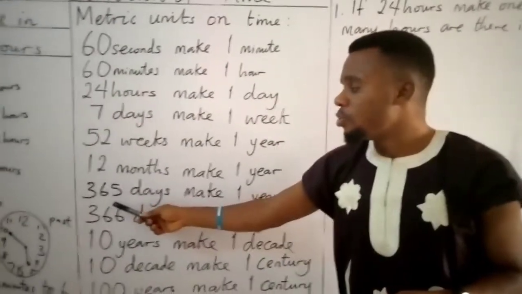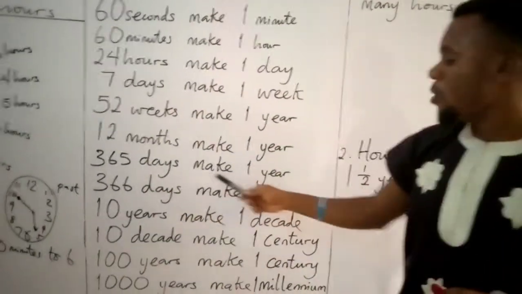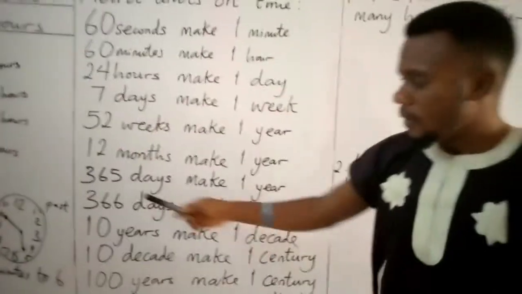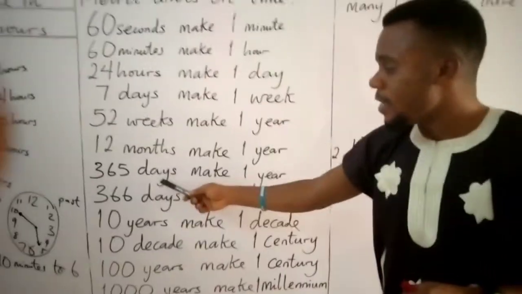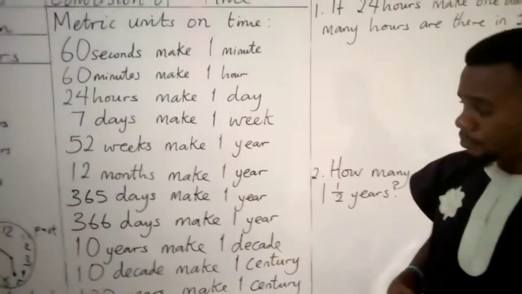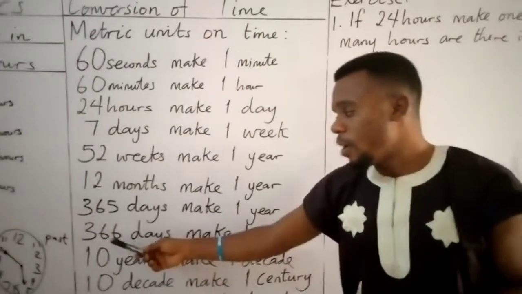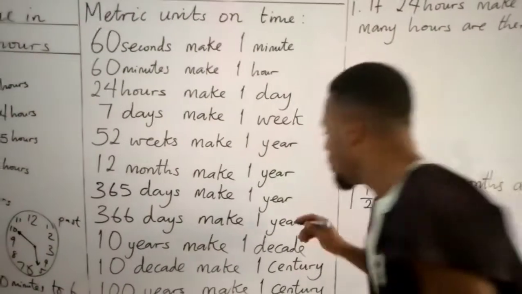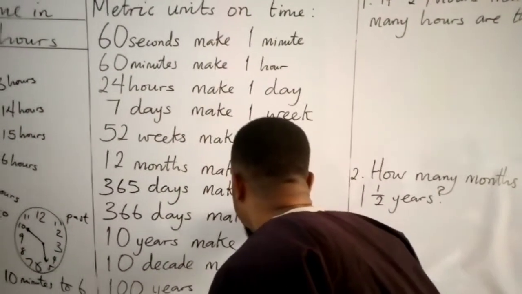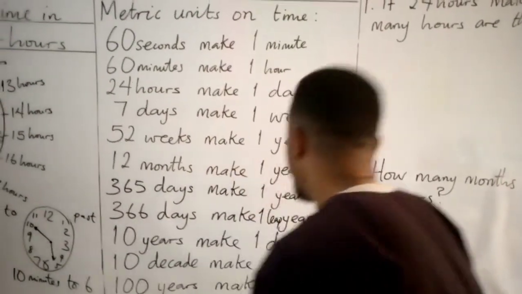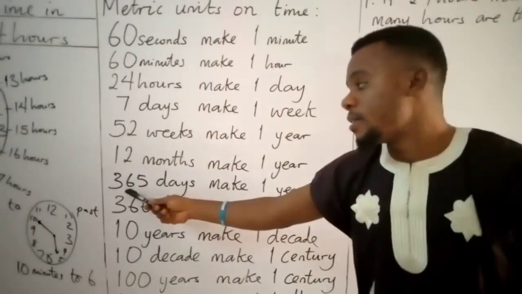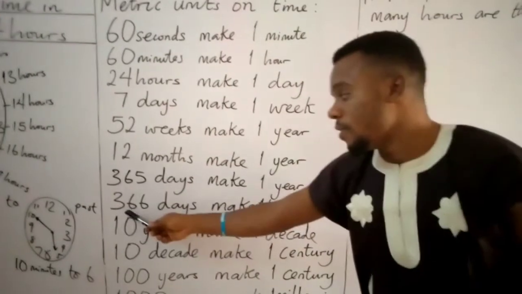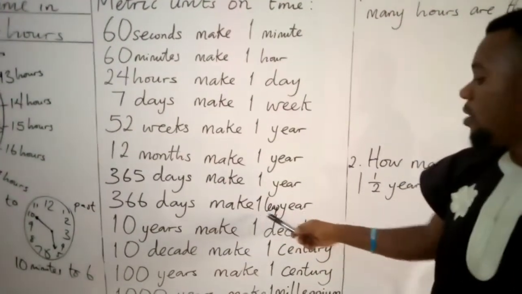365 days make 1 year. 366 days make 1 leap year, sorry. Now remember, these are 365 days to make 1 year, and 366 days to make 1 leap year.